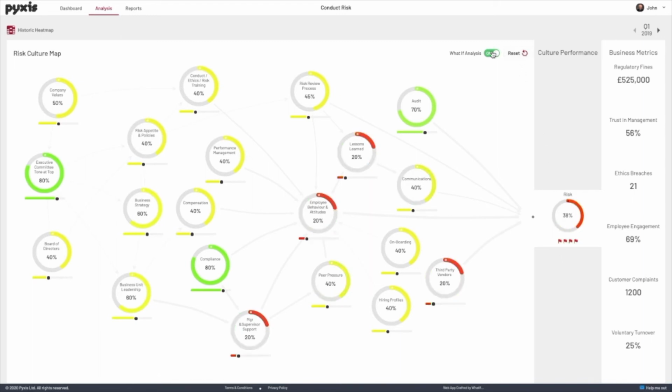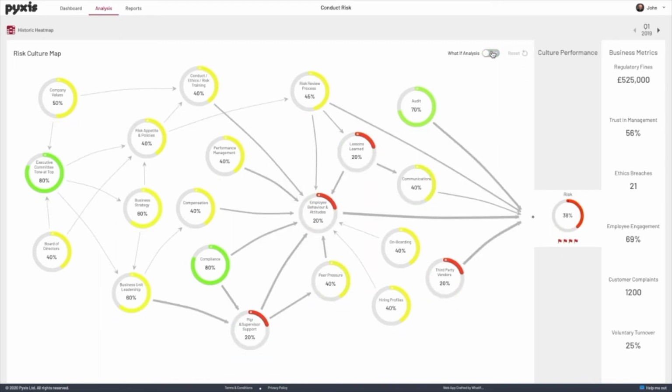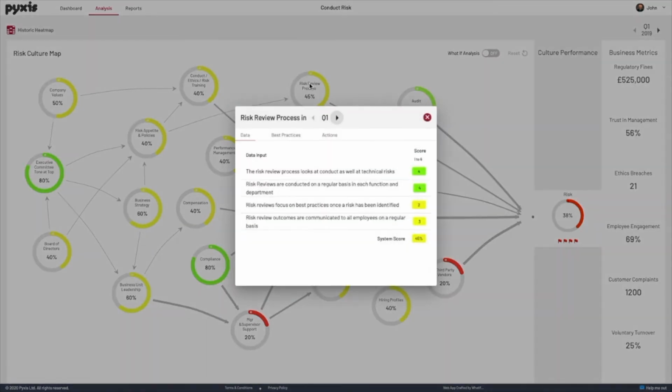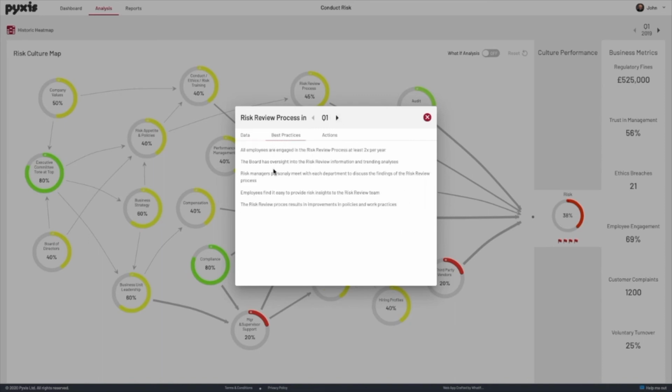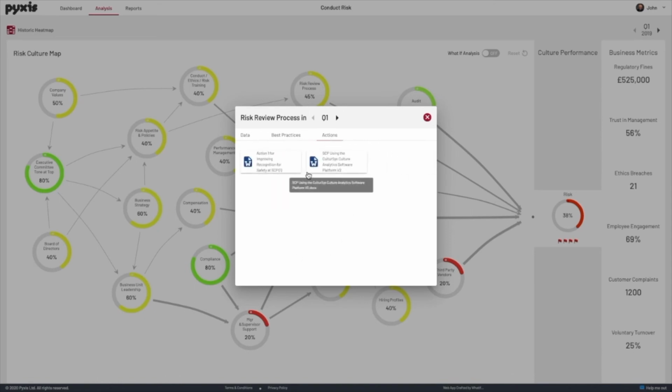Now, we know which elements in the culture need improving, but what specific improvements should be made? The platform contains a large library of best practices. Each driver has its own specific list of best practices, which helps management implement effective risk mitigation and culture improvement programs. Once an improvement program is implemented, it can be managed and tracked inside the platform.